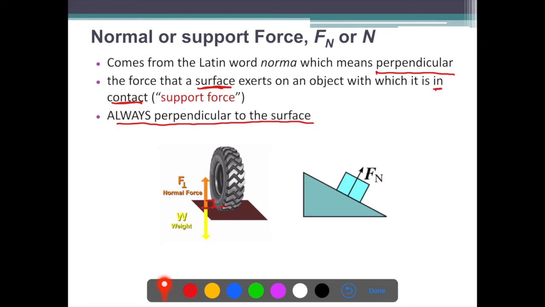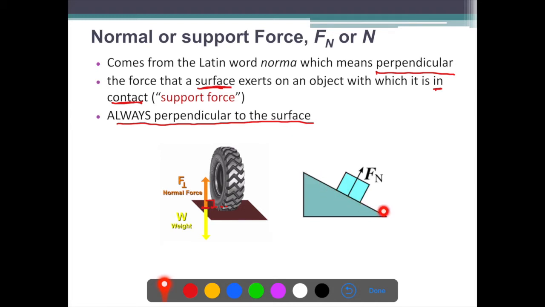Also here we can see that the tire has a weight force, because any object that has mass will encounter a weight force, and weight force is always directed downwards. So regardless of the orientation of the object, the normal force is always perpendicular to the surface.